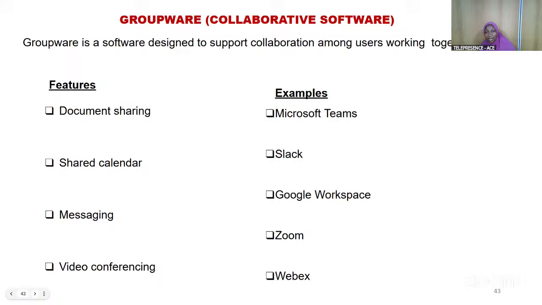Apart from that, we even have groupware, which are collaborative software that you can use for automation in your offices. This groupware allows collaboration among users. You can work together for document sharing, to share calendars, to share messages, and in video conferencing. Examples are Microsoft Teams, Zoom which is popular, and WebEx is another one that you can make use of.